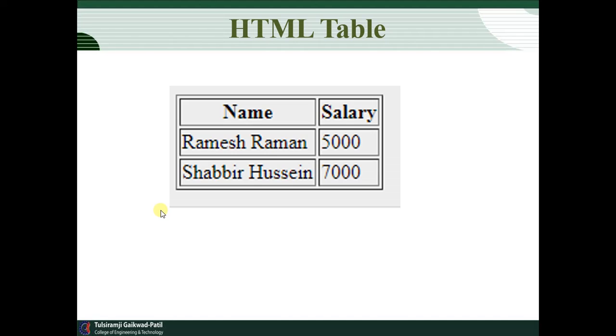It shows the output of the above code. What is the code we have written over there? So it is the output where we have the two headings, called name and salary. Thickness of border, you may mention, we have mentioned that border equals 1, that indicates the thickness of the border. If we indicate 2, then it increases. So the name here is Ramesh and Raman, where salary is 5,000, Shabbir and Hussein, where salary is 7,000. So it shows the representation of HTML tags.